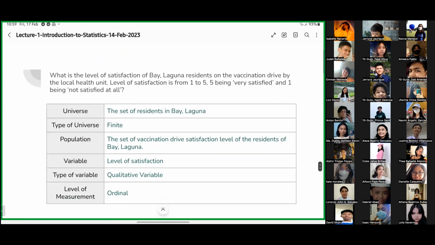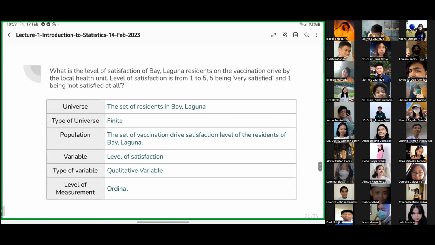What is the level of satisfaction of Bay Laguna residents on the vaccination drive by the local health unit? Level of satisfaction is from 1 to 5, 5 being very satisfied and 1 not being satisfied at all. Although numerical yung sinasagot nila sa atin, 1 to 5, however, it means something different from the numerical value, no? So may ka-counterpart siya na equivalent. So in this case, we will put it under ordinal level of measurement. Qualitative, yung type ng variable. Yung variable natin is level of satisfaction, and then universe natin is the set of residents in Bay Laguna.